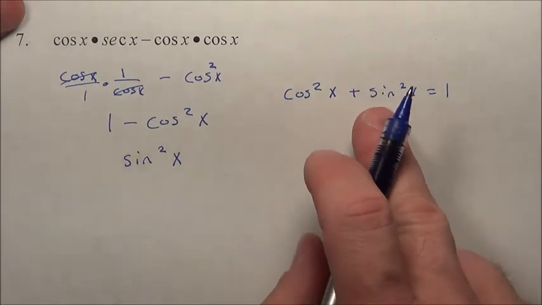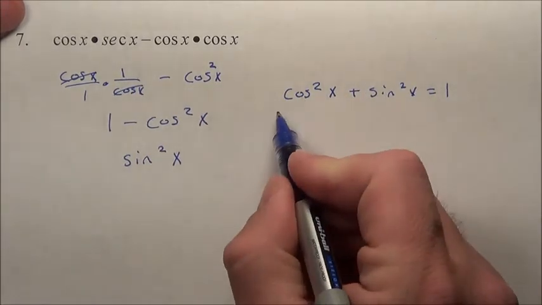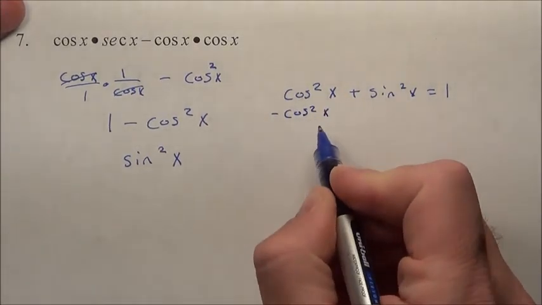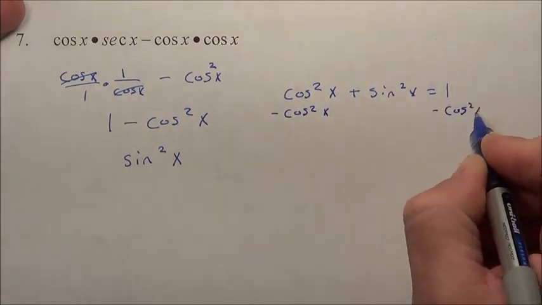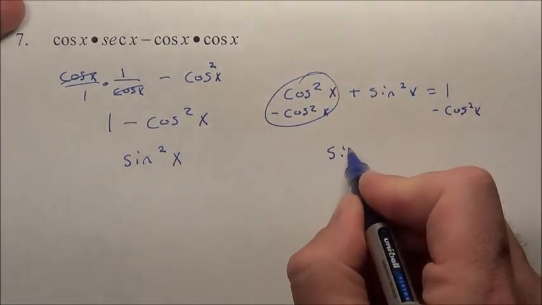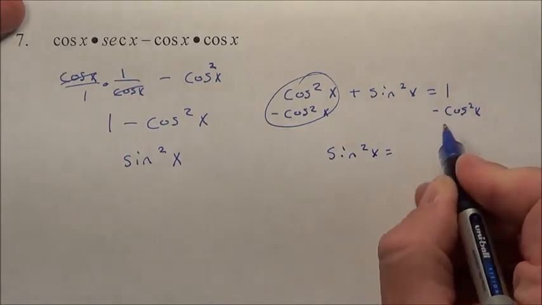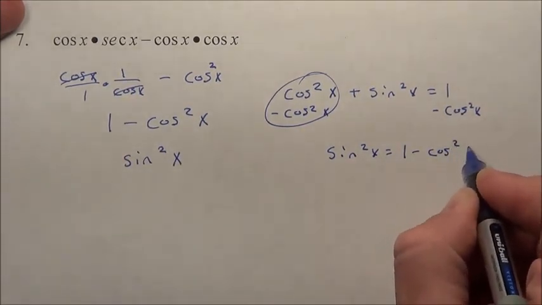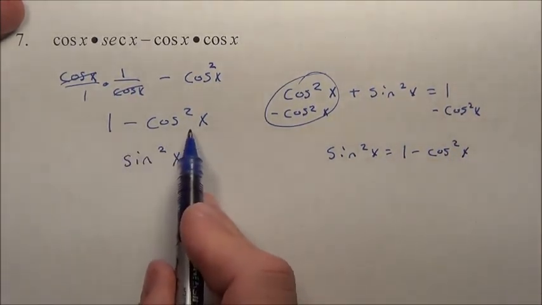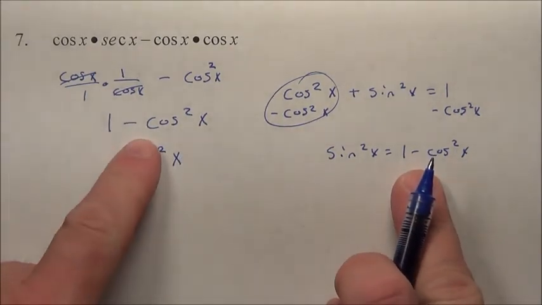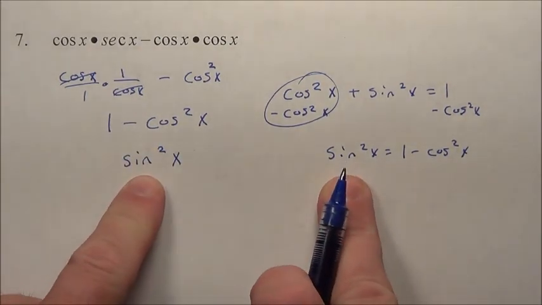So let's just say we want sine squared of x by itself. Well, if you subtract a cosine squared of x from both sides, you get sine squared of x is equal to a 1 minus cosine squared of x, which is what we had right here. So we just rewrote that 1 minus cosine squared of x as a sine squared of x.